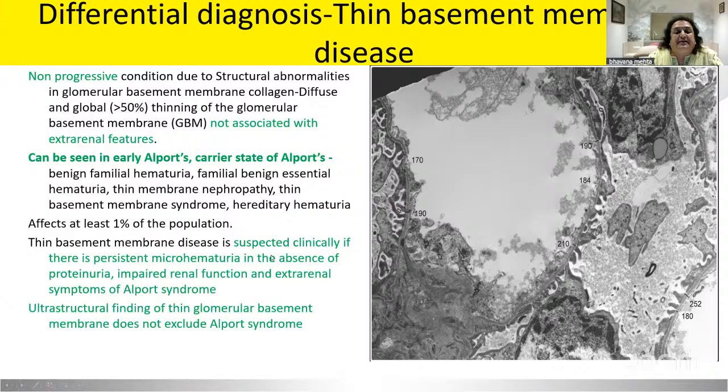And the thin basement membrane disease is suspected clinically if there is persistent microhematuria in the absence of proteinuria and no impaired renal function and no extrarenal symptoms of Alport syndrome. Ultrastructural finding of thin glomerular basement membrane does not exclude Alport syndrome. So when we see thin basement membrane disease, we have to always look for the extrarenal symptoms or proteinuria and further follow up the patient for the confirmation or exclusion of the Alport syndrome.